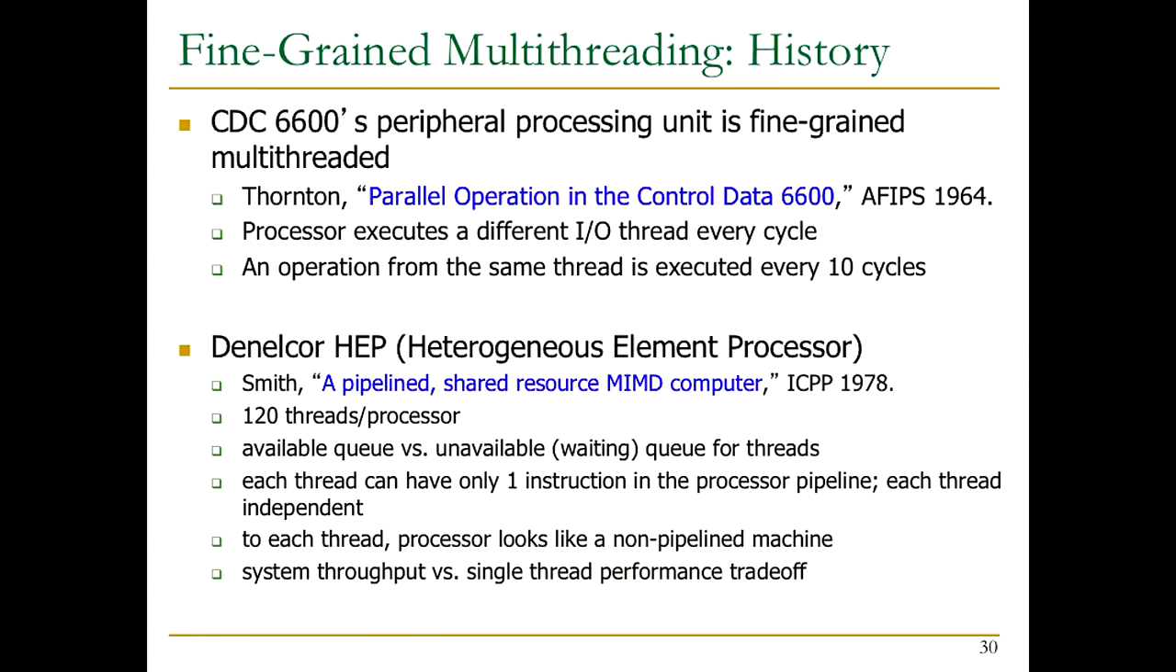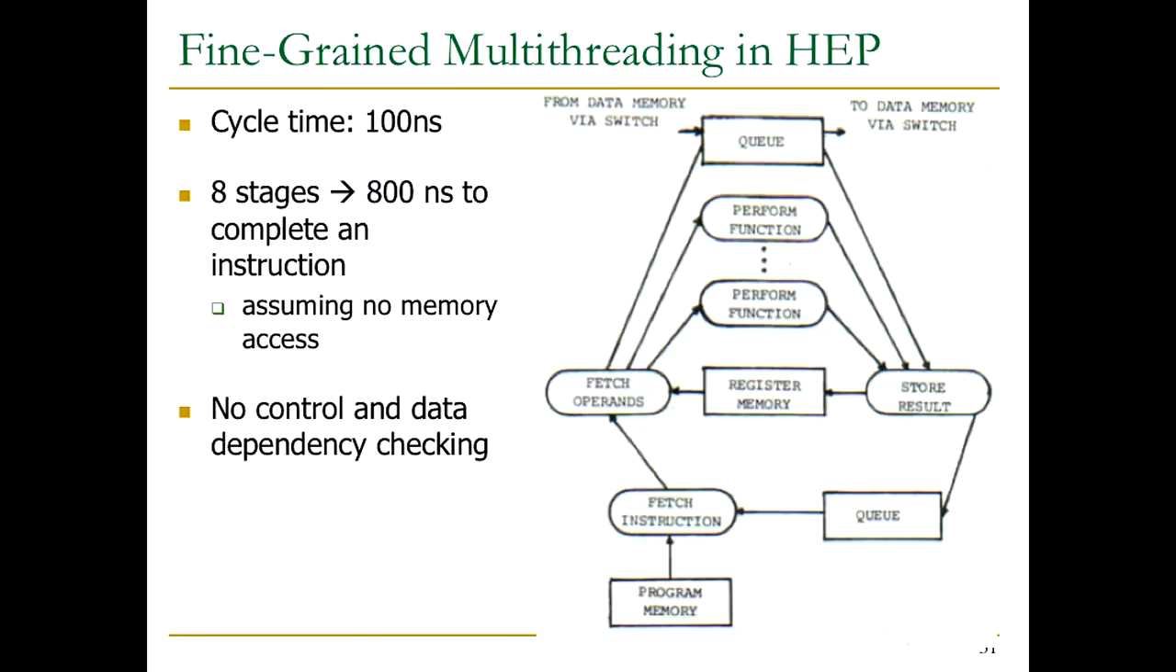So there's a huge trade-off that you make between system throughput, you're assuming a lot of threads, versus single-thread performance. You don't care about single-thread performance if you're not designing a machine like this. And assuming your single-thread performance doesn't matter and your aggregate overall, many, many thread performance matters, that's a good design choice, right? So in the heterogeneous element processor, the cycle time was 100 nanoseconds. This is the late 1970s. And you had 8 stages, which means that you had 800 nanoseconds to complete an instruction, assuming no memory access. And there was no control and data dependency checking, just like a GPU pipeline today.